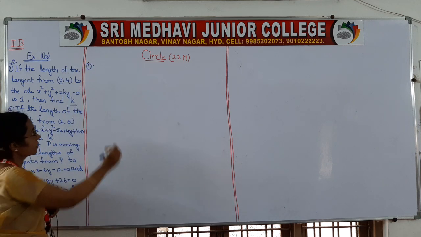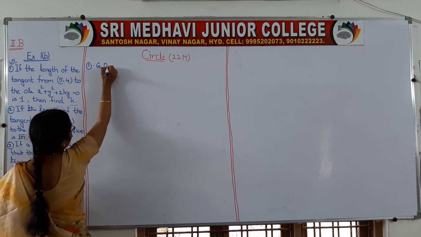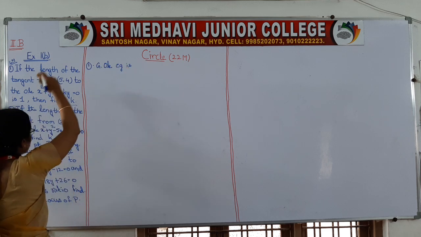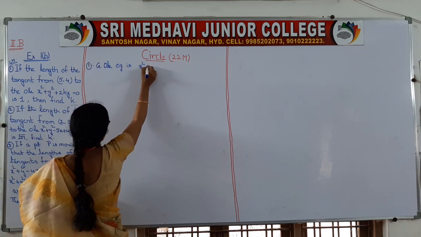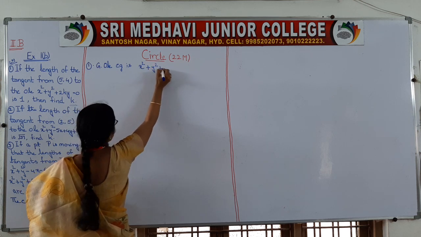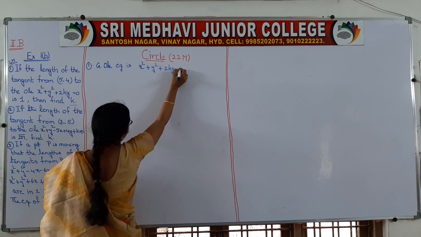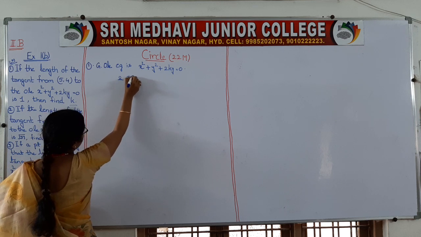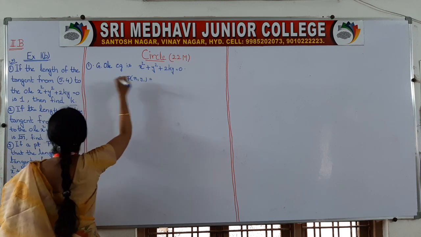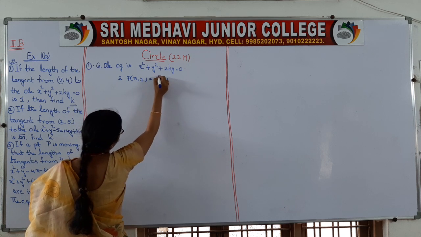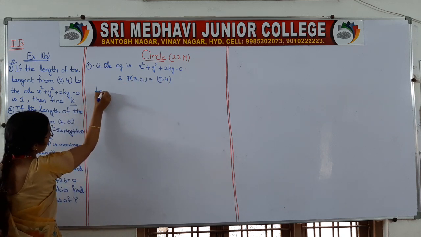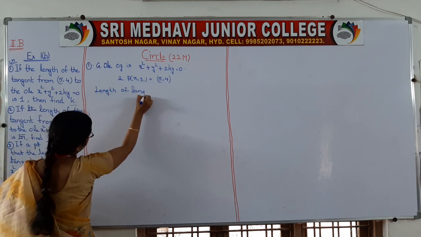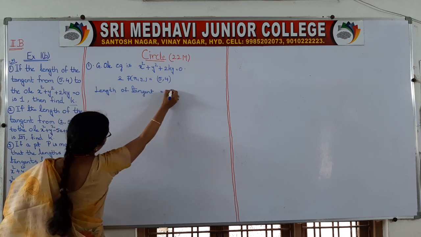See, what is the given circle equation? x square plus y square plus 2ky is equal to 0. And the point is also given to you. What is the point? P(x1, y1) is equal to (5, 4). Given that the length of the tangent is equal to 1.